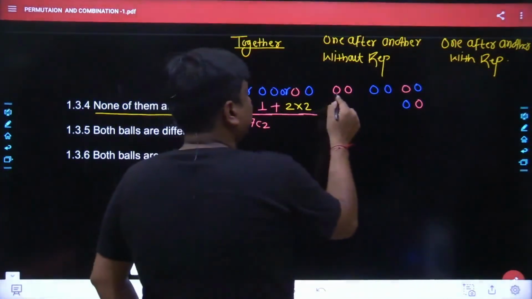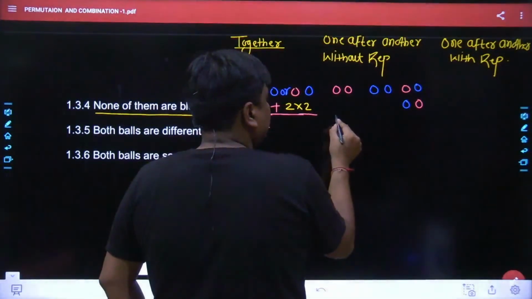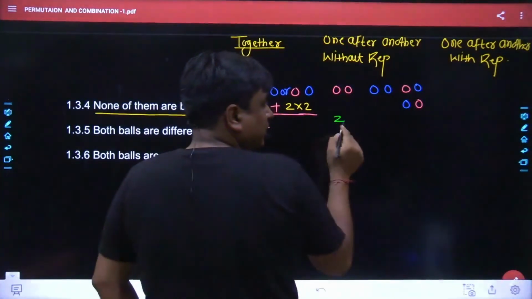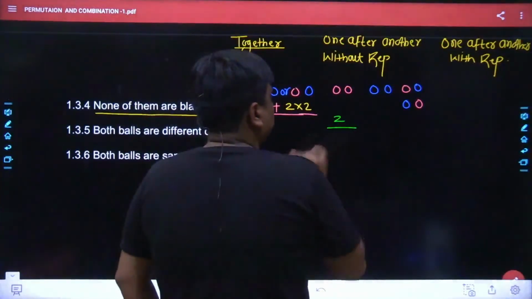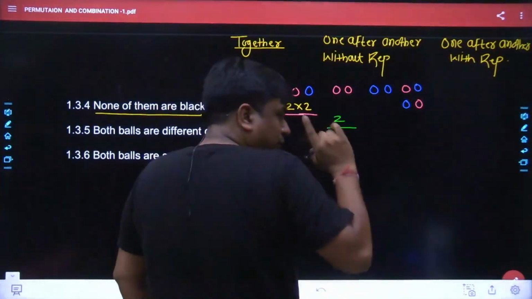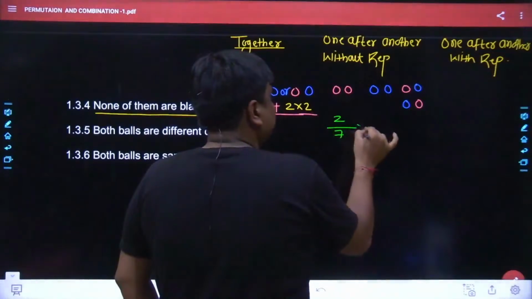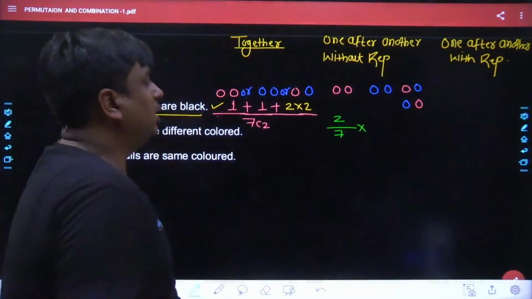How many red balls did we have, my dear friend? Only two red balls we had. So how many different ways could one red ball be selected out of two? That is 2C1, and that stands for 2. How many total ways could one ball be selected from the bunch of 7? It is 7C1, and that stands for 7 only.